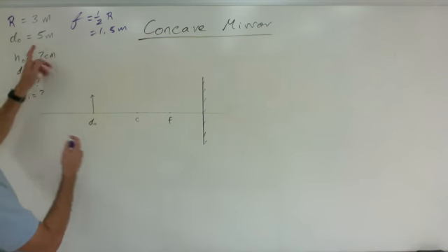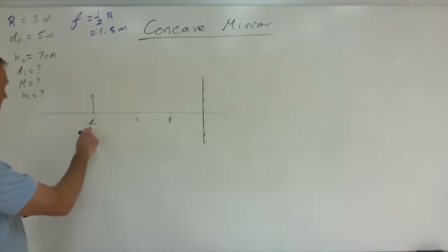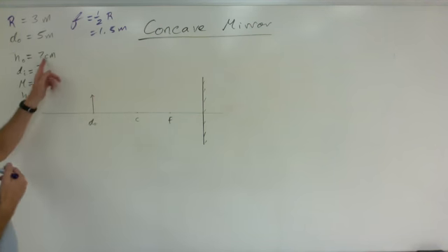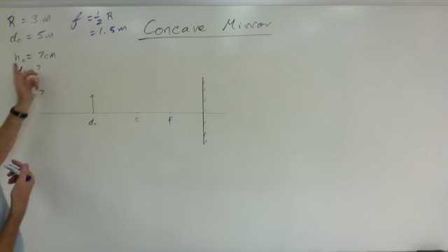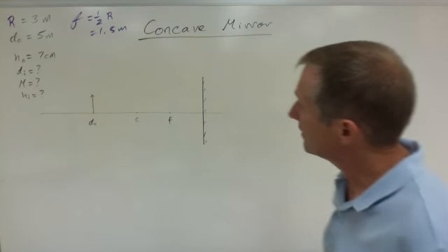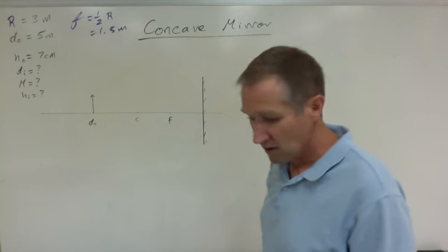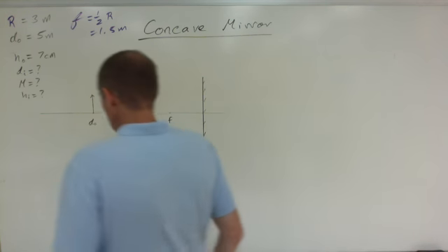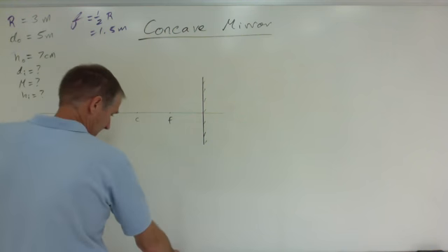And then the object is 5 meters away from the mirror. That's D subscript O, and I've decided to make it 7 centimeters tall. That's the size of the object, and we're looking for the image size, the image location, the magnification, and the image size. Okay, so when you're doing these things, I'm going to draw the ray diagram first.